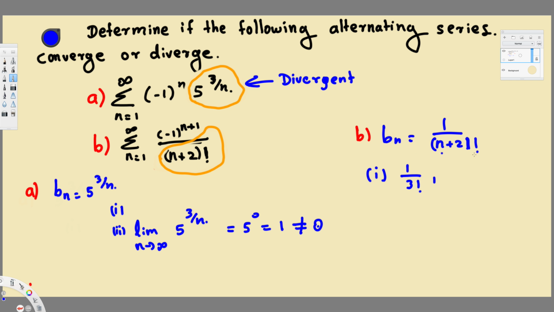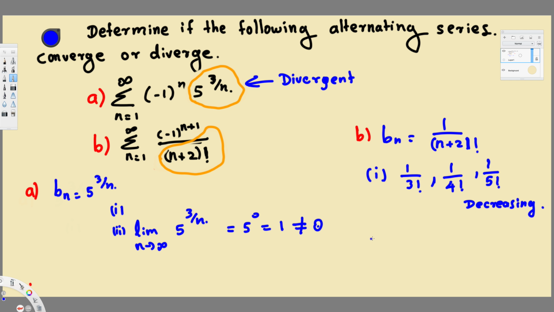When n is equal to 2, this is going to be 1 over 2 plus 2, that's 4. So 1 over 4 factorial. And when n is equal to 3, this is going to be 1 over 5 factorial. If you notice, the denominator is increasing as the n value increases. Therefore, bn is decreasing. So this satisfies one of the conditions.